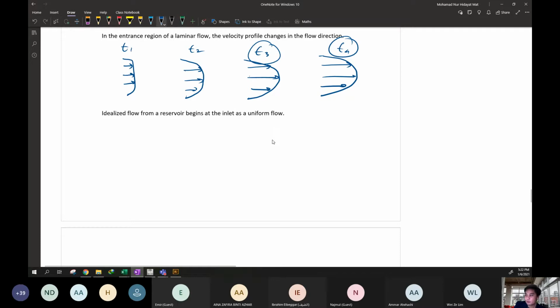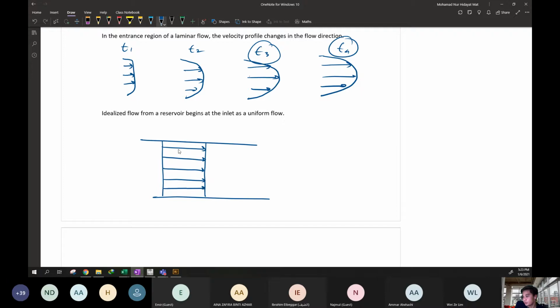Idealized flow from the reservoir begins at the inlet as the uniform flow, right? Sometimes we call it a uniform flow when it is like this. This is the pipe, this is the flow. The viscosity near the wall is neglected. This is what we call a uniform flow. You can see it is parallel, the length is the same, we call it a uniform flow.